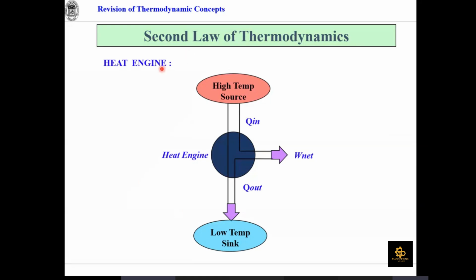So this is how you can schematically draw your heat engine. In the heat engine, there will be a high temperature source, that is the Q in. Then there will be a W net, that is your work done, and then there will be a sink, which is the lower temperature Q out. So this is how you can define your heat engines.